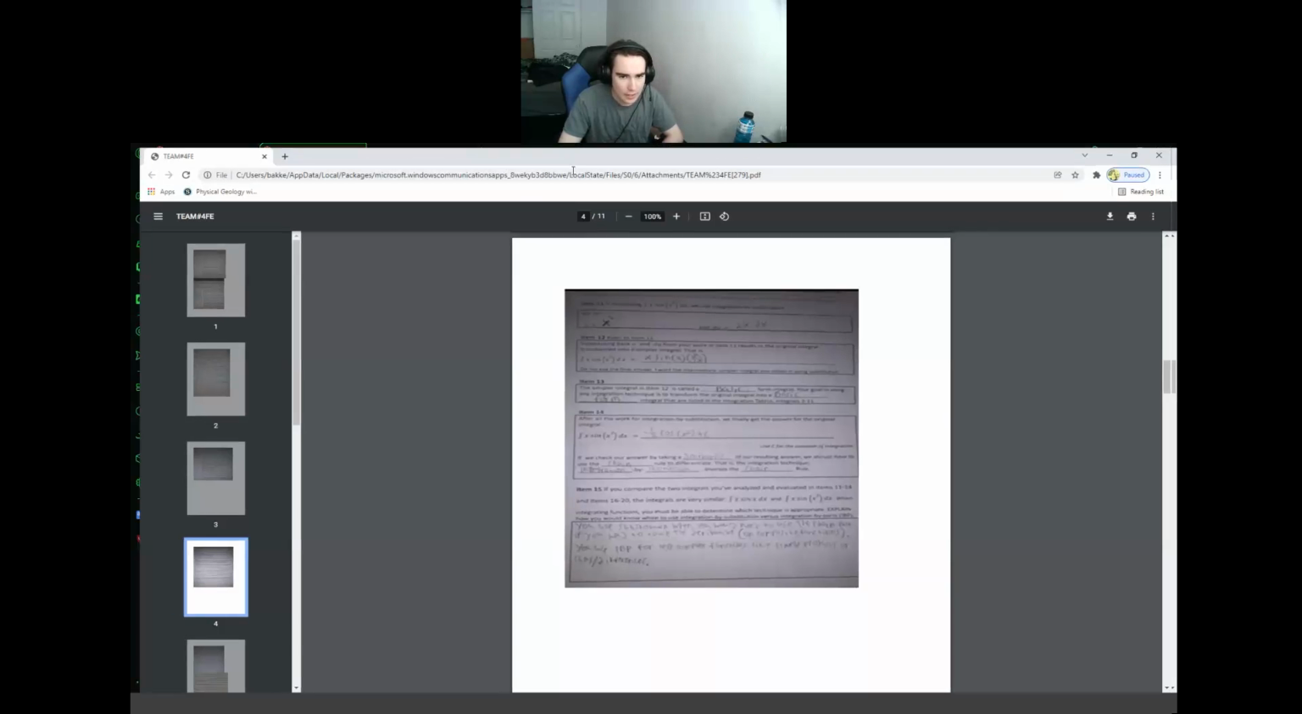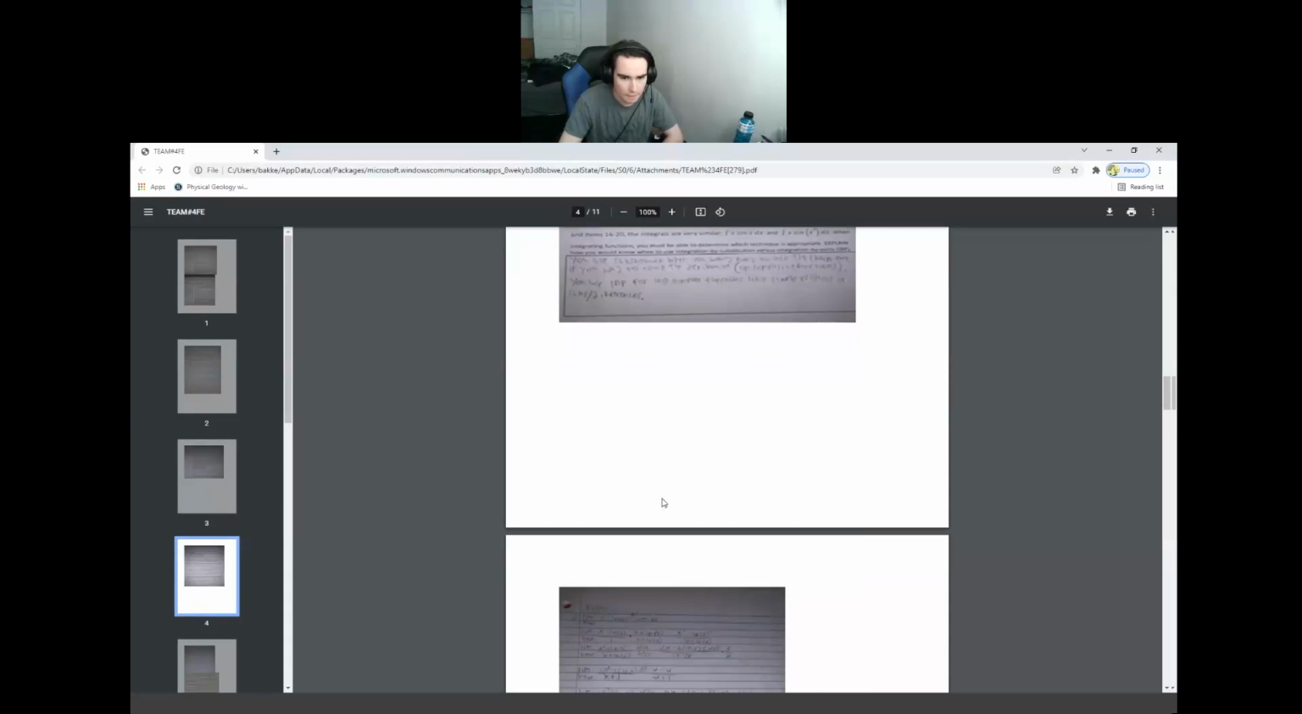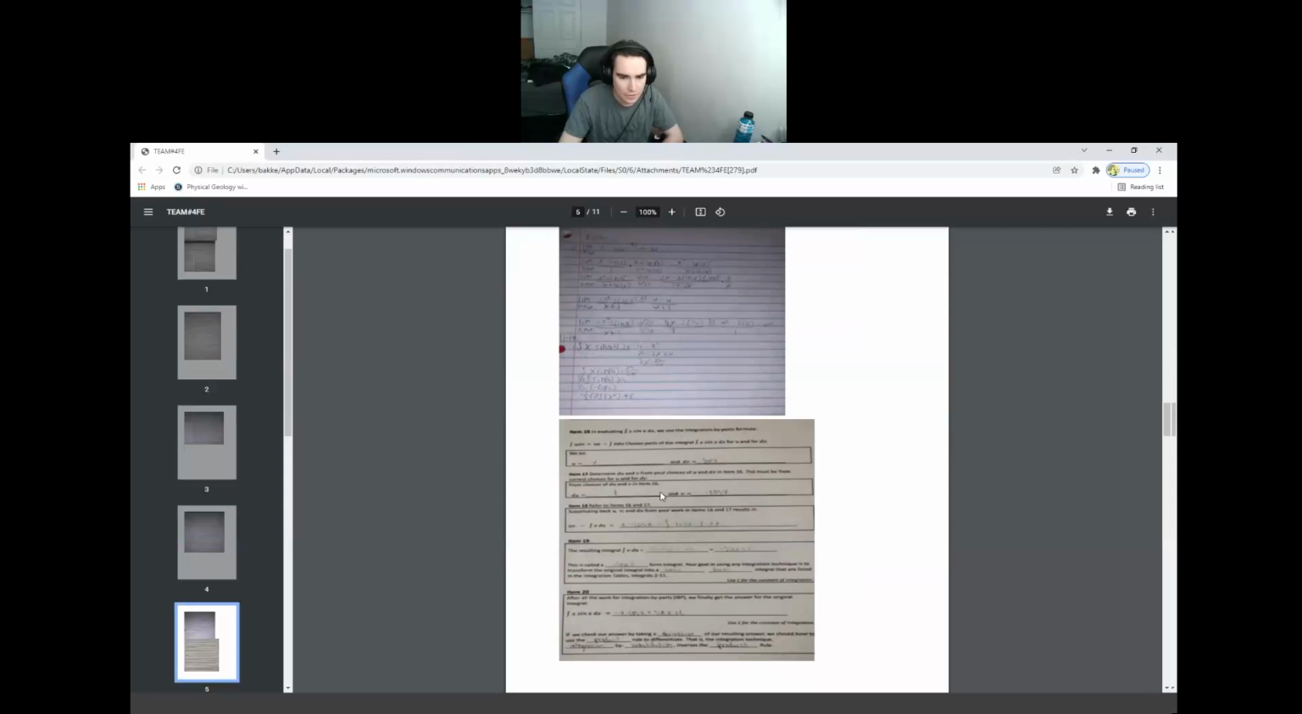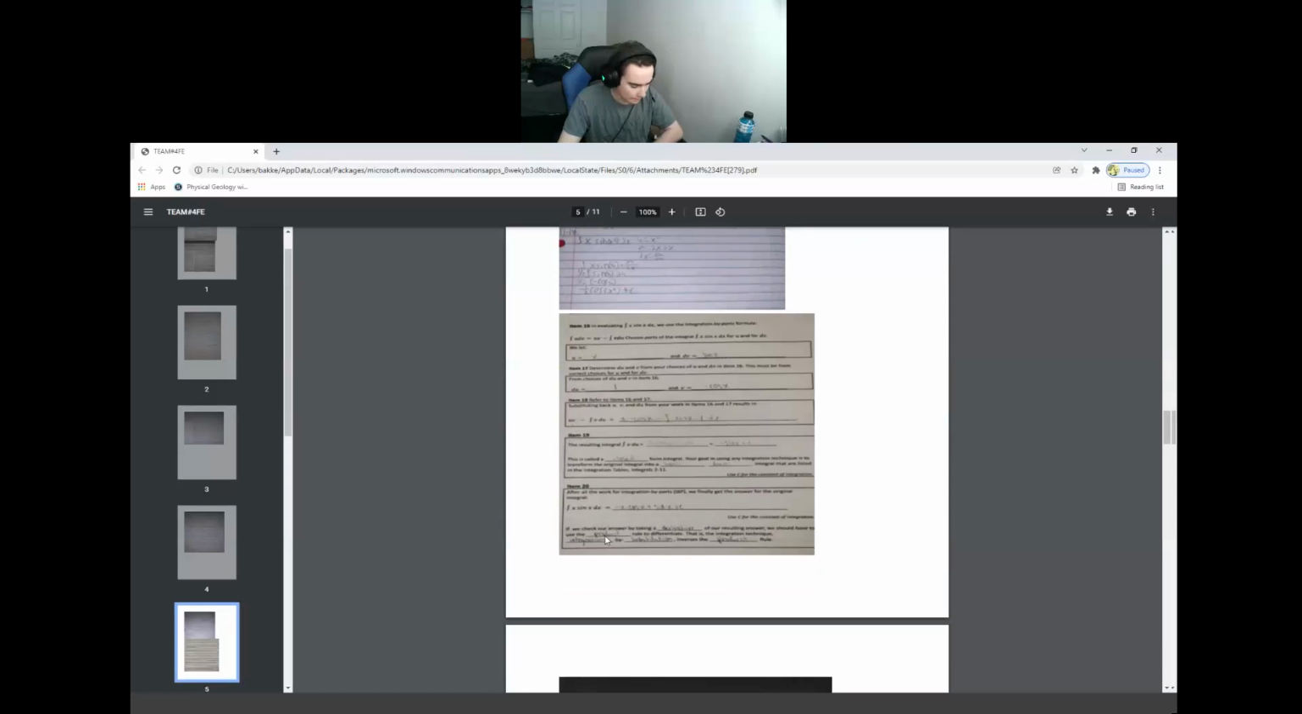Next one is 20. All right. So 20 right here. Flip to that. So 20 states, after all the work for integration by parts, IBP, we finally get the answer for the original integral right here.